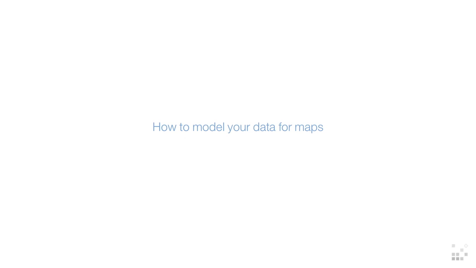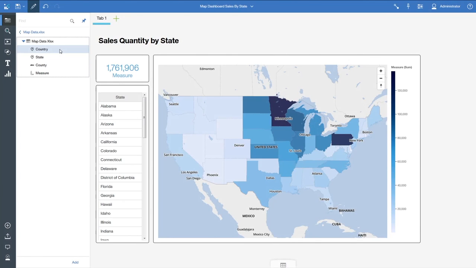For the Mapbox maps to work successfully, you must have your geographic data recognized as geospatial. Geospatial data has a specific icon. When uploading files, some column names such as city, country, state and zip code are automatically recognized as geospatial by the column name or data. In these instances, no further modeling is required. However, in this example, country and state have been recognized as geospatial, but county has not.